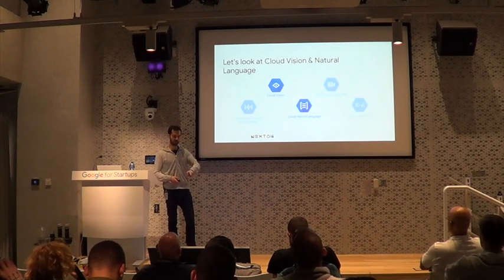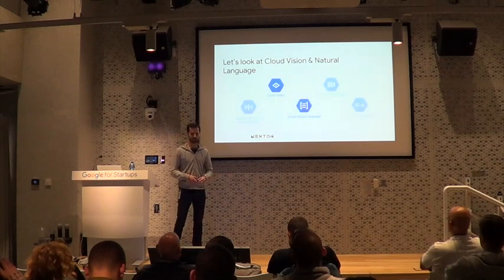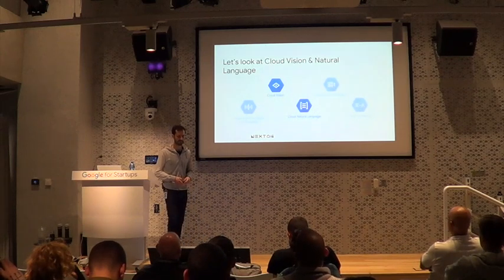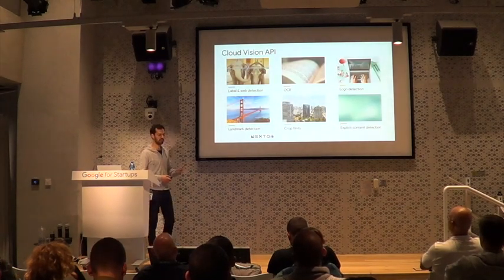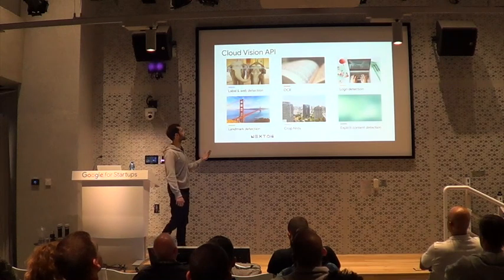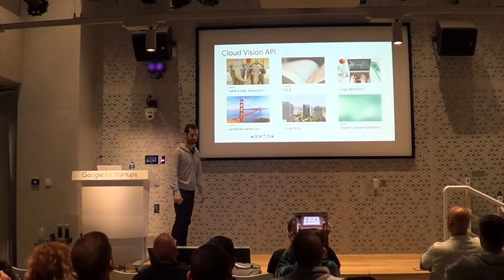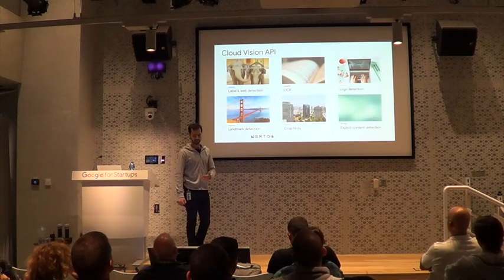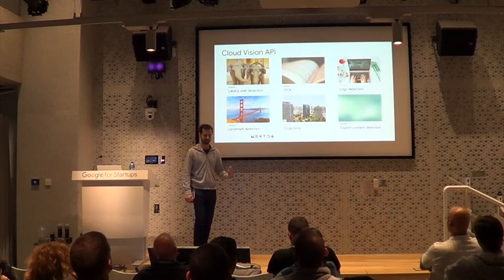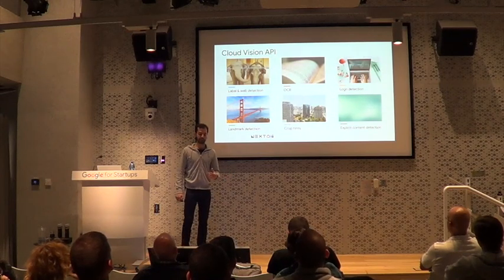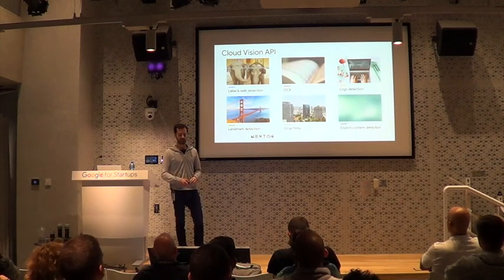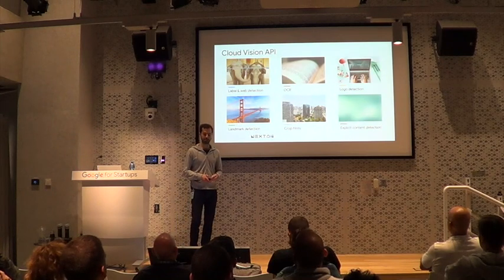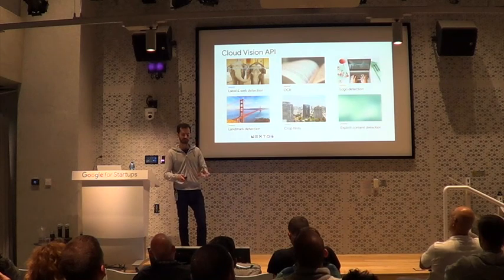So let's focus. The running theme was image recognition and natural language processing, so let's stick with those for further detail. I'm not going to go through all these, but you can see the sort of applications that you can apply to Vision API. As I say, it's pre-trained to recognize common objects, common landmarks, good for optical character recognition, web detection, and so on. So if you think about your business and where you might want to apply this sort of problem, then you can see a few examples here.